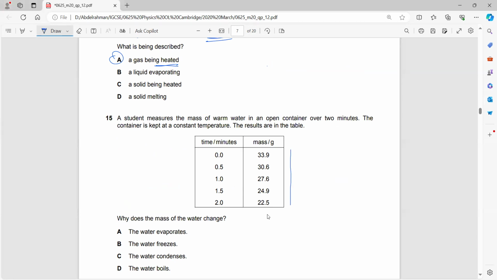Mass is decreasing. Why is the mass decreasing? What's happening? The water, yes, that is correct. The water evaporates. Definitely. If you have some water in any container, if you have any liquid in any container, it will evaporate over time. So the water does evaporate. Yes. Good.